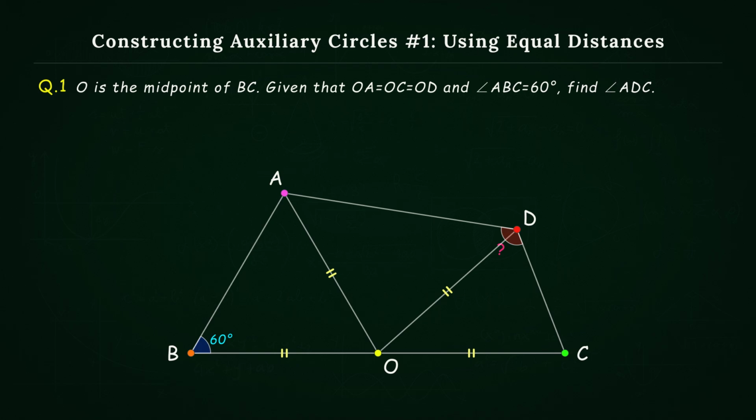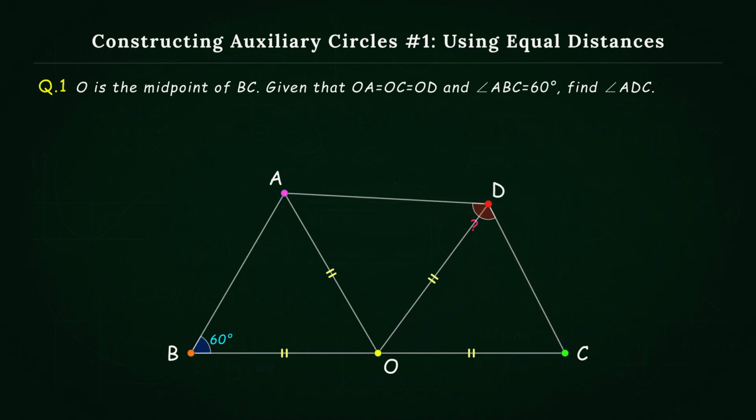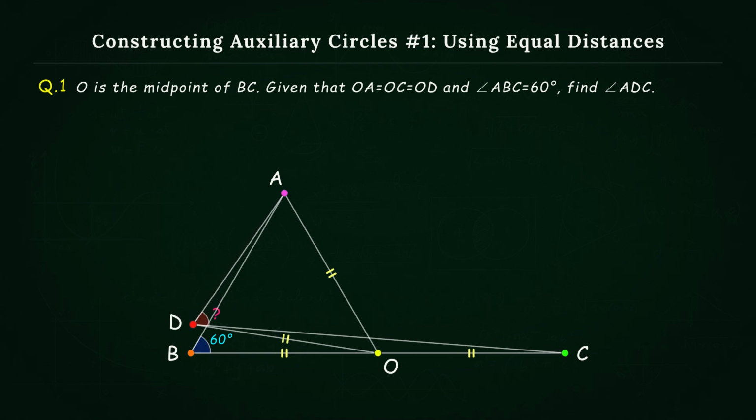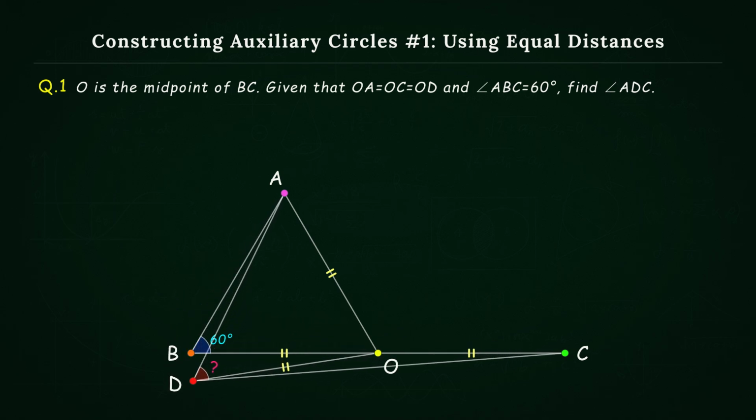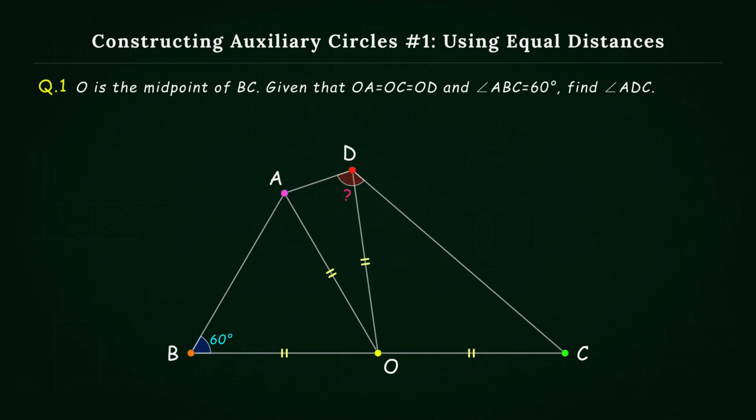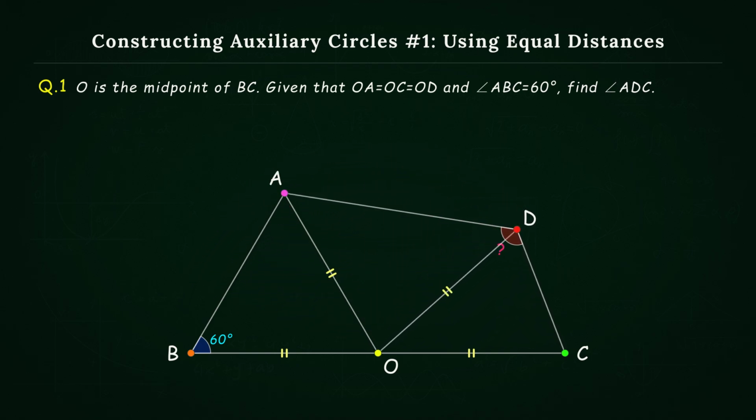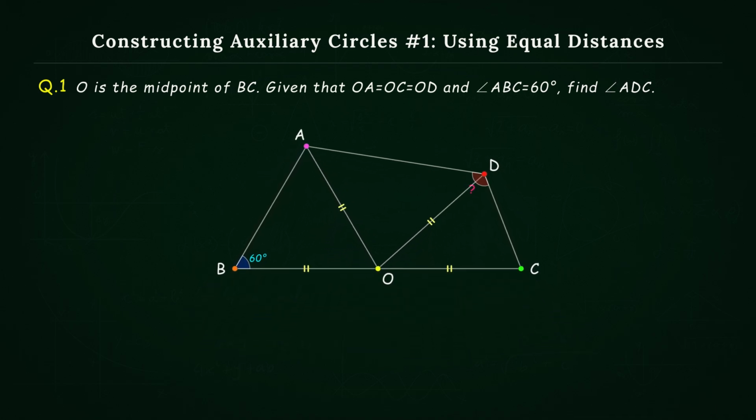We can see the point D is not fixed. It can move freely as long as its distance from O remains the same. As you can see, point D can move like this. It can even move to the other side of A. In this situation, we can consider drawing an auxiliary circle to reveal the hidden relationship. Because A, B, C and D are all the same distance from O, they must lie on a circle centred at O. First, we construct this circle.